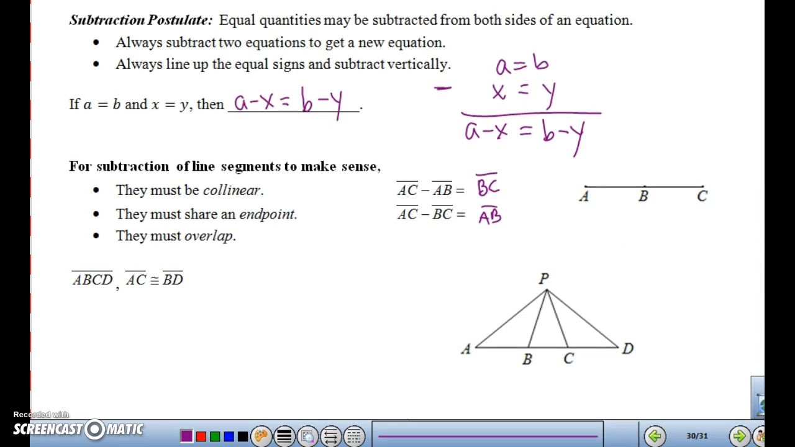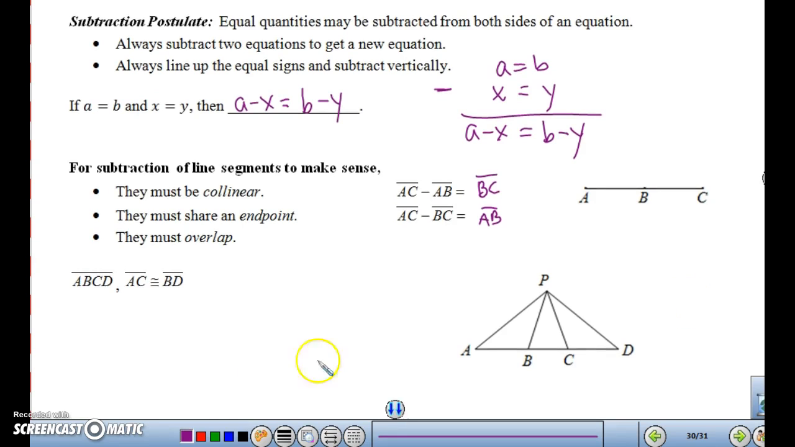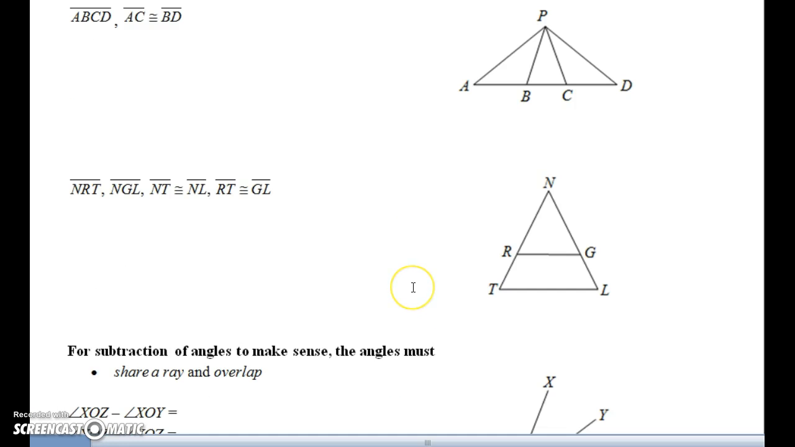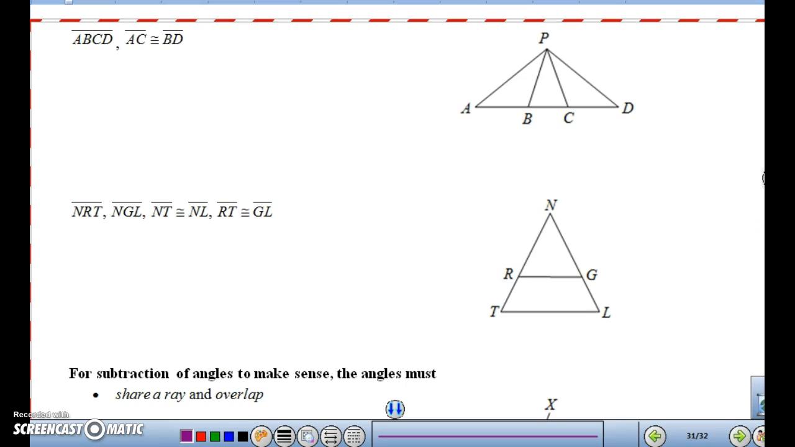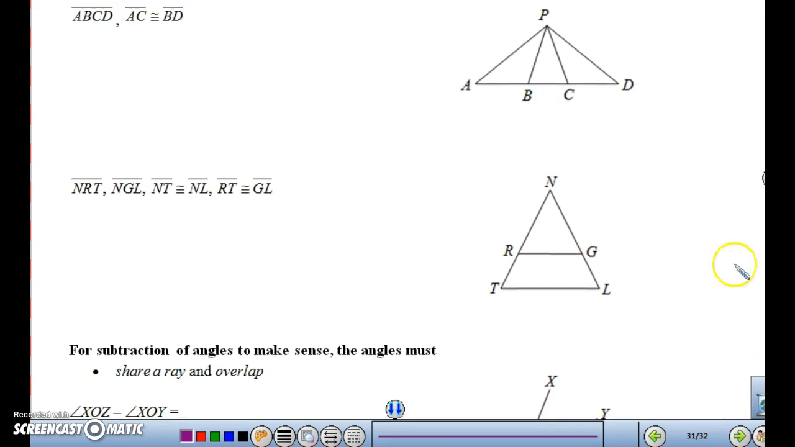All right, so let's see if we can apply subtraction to these problems. Now, remember when you're subtracting, you are taking a part away, so you're actually going from a larger segment or angle to a smaller segment or angle. So I have ABCD, which tells me these points are collinear. They're all on the same line. And I have AC is congruent to BD.